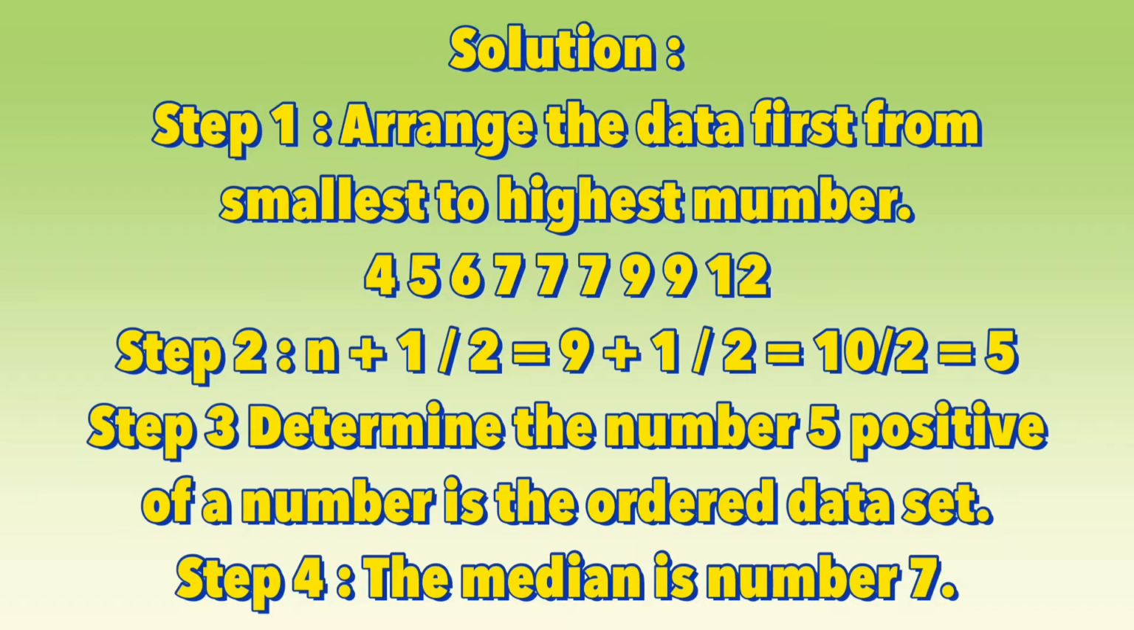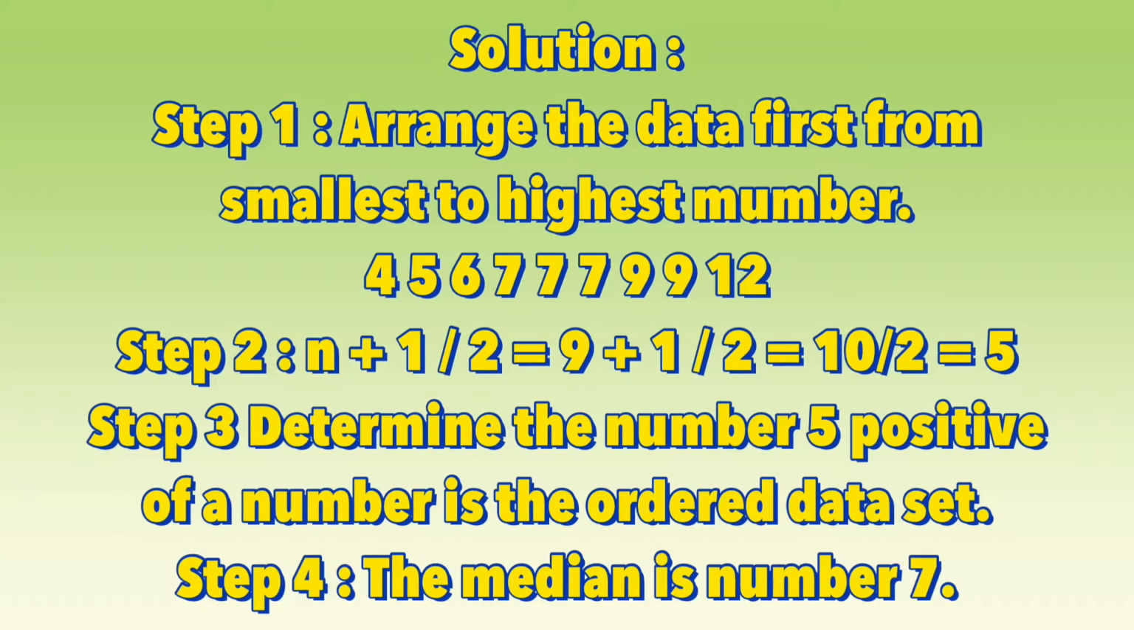That's why the arrangement now is 4, 5, 6, 7, 7, 7, 9, 9, 12. And in step 2, we have to use the formula n plus 1 over 2. The given sample is 9, plus 1 divided by 2 equals 10 divided by 2, that's why it equals 5. Step 3, determine the number in position 5 in the ordered data set. So our ordered data set is 4, 5, 6, 7, 7. The number in position 5 is 7. So therefore, the median is 7.